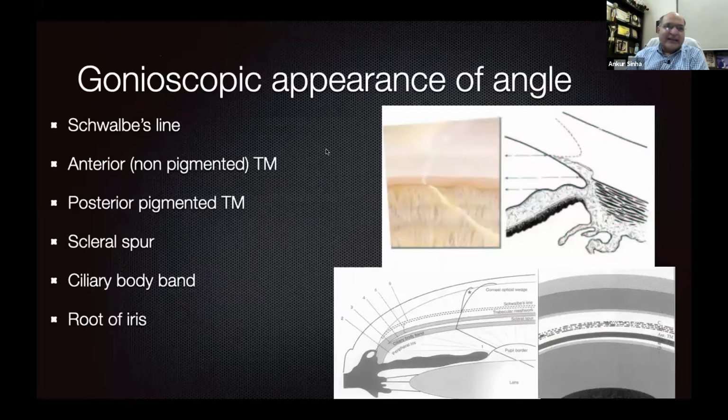Now, what do we see inside the angles? We look for Schwalbe's line, the anterior non-pigmented trabecular meshwork, the posterior pigmented trabecular meshwork, which is the functional part of the trabecular meshwork, the scleral spur, the ciliary body band, and the root of the iris. This is what is seen from anterior to posterior.